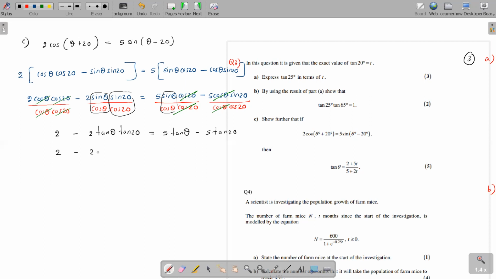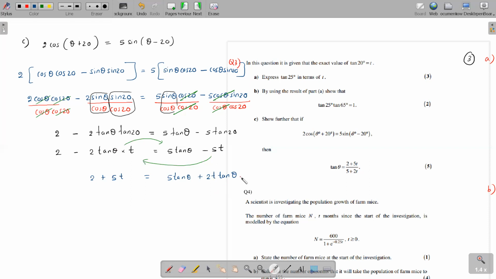Then, in the next step, you replace tan 20 with t. Tan 20 is t, right? I want to make tan theta the subject, so I'll bring the tan theta term to one side and this term to the other side. So I get 2 plus 5t equals 5 tan theta plus 2t tan theta. Do you agree with that? I just rearranged and wrote it over here.